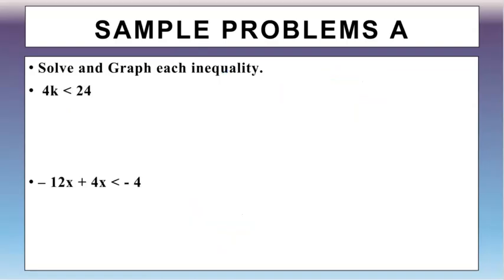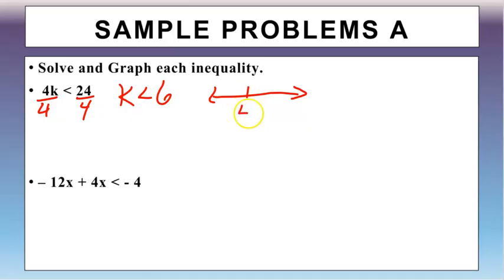Next one, we have 4k is less than 24. The opposite of multiplying by 4 is divide by 4. So I do that on both sides. And I'm left with k is still less than 6. I don't flip it because there's no negative involved, or I'm not dividing by a negative.